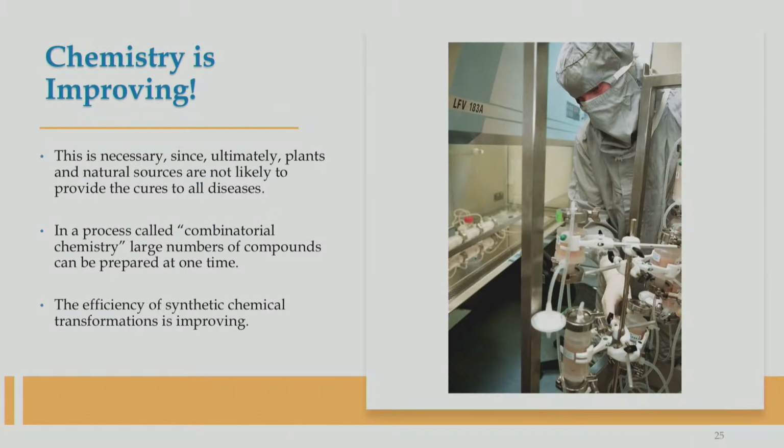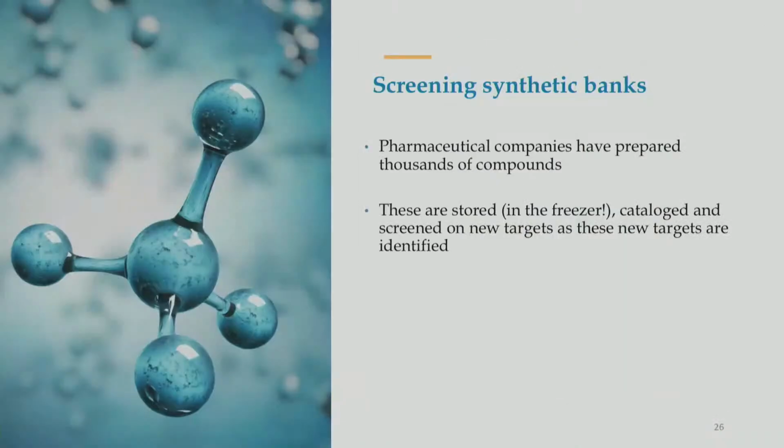And day by day, combinatorial chemistry is also improving. People are synthesizing so many molecules, the drug banks, which are useful for repurposing strategies and screening purposes. And screening the synthetic bags. Most of the pharmaceutical companies have prepared these and keep them in a database. These are stored in the freezer or cataloged and screened. In case you identify any new drug, if you want to screen those molecules, they can provide them.